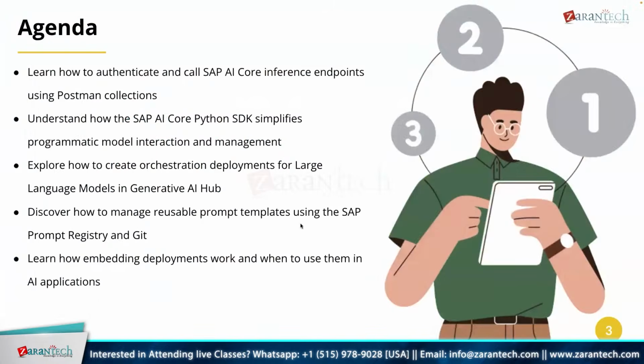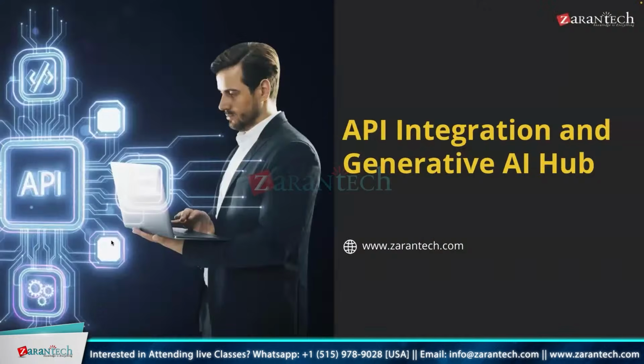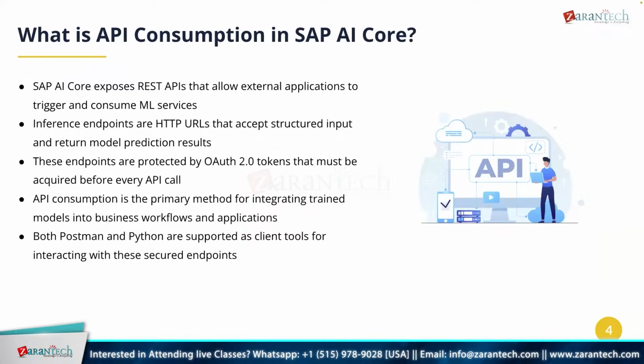Right, so this is the agenda that we are going to follow. We'll understand how to authenticate, call SAP AI Core inference endpoints, and use Postman collections, and understand how the AI Core Python SDK simplifies things, explore how to create the orchestration deployment, discover how to manage reusable prompt templates, and then learn how embedding deployments work and when to use them in an application. So this course was primarily designed for this integration and generative AI Hub.